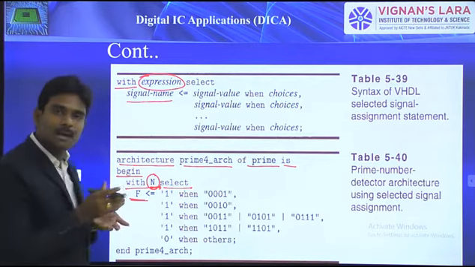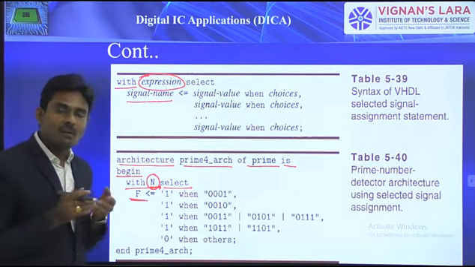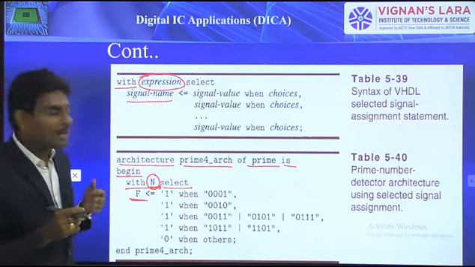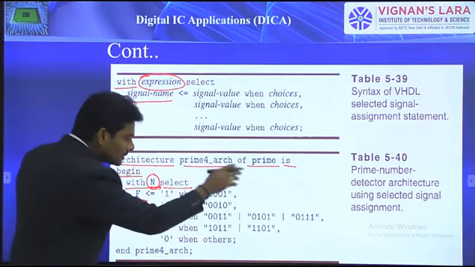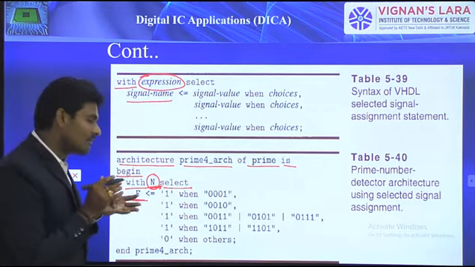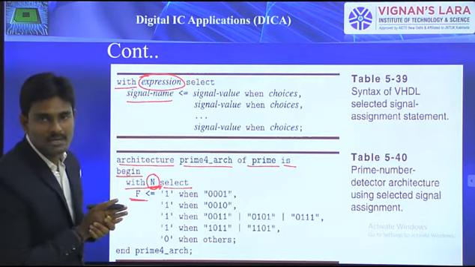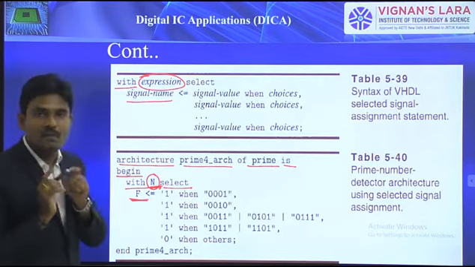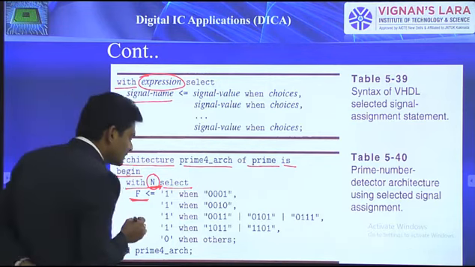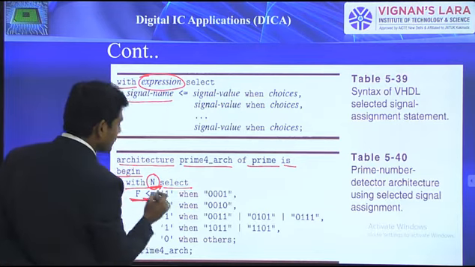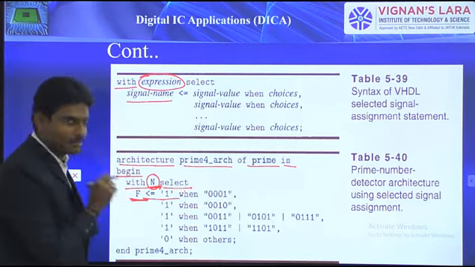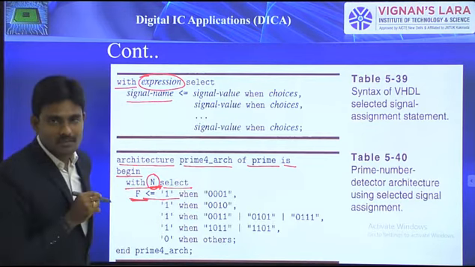So what are the prime numbers between 0 and 15? 1, 2, 3, 5, 7, 11, 13. Whenever any of these input combinations occurs, output f becomes 1. For all remaining cases, output becomes 0. So first I considered this: signal name f less than or equals to, signal value 1 I am assigning because of single bit, single column we are supposed to consider.